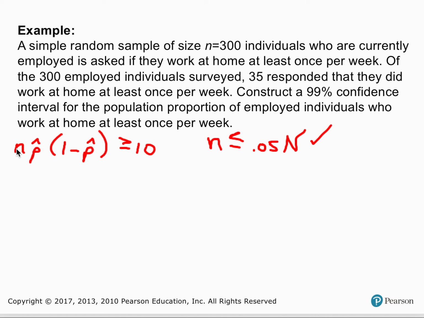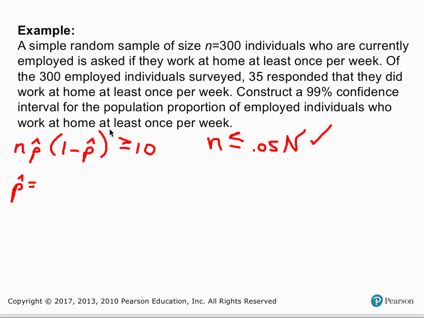Okay, let's check the other one. In order to do this, I've got my n, but I need p hat, which is our sample proportion. So 35 responded that they did work at home. Now pay attention to this. It says construct a confidence interval for the population who work at home, right? So this is the number they gave us, but what if it said who do not work at home? Then I would need to use 65, right? Makes sense.